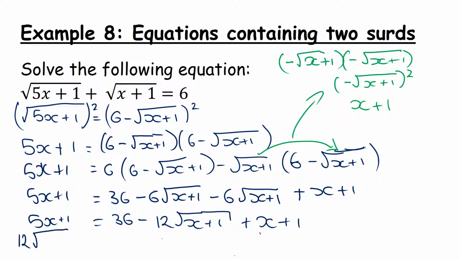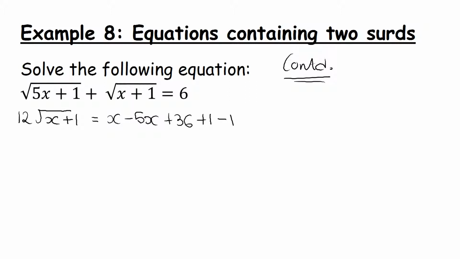So we'll have the 12 square root of x plus 1. I've brought it across the equals. It was negative, it's now positive. Now I have an x and a minus 5x. I have a plus 36, a plus 1, and a minus 1. Okay, so I've just cleared the screen here so we've more space to work. So we just need to clean up that right hand side. So we have 12 square root of x plus 1 equals minus 4x plus 36.